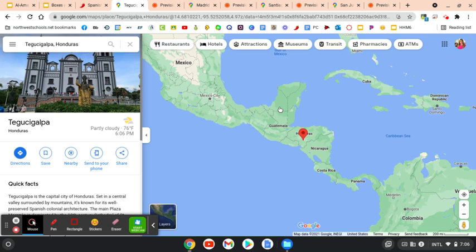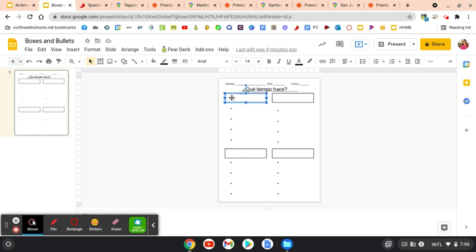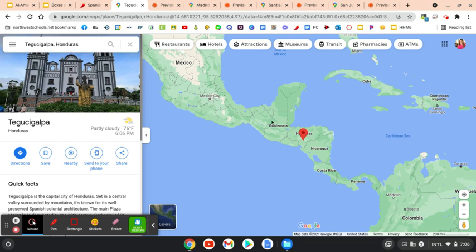So clase, la primer lugar, the first place, es Tegucigalpa, Honduras. So clase, por favor, escribe, write, Tegucigalpa, Honduras en la primera caja, aquí, in the first box. Okay. Remember, if you need to pause, go ahead.